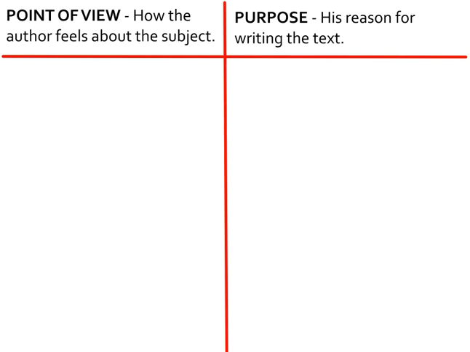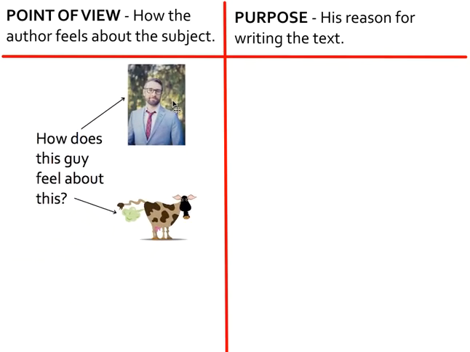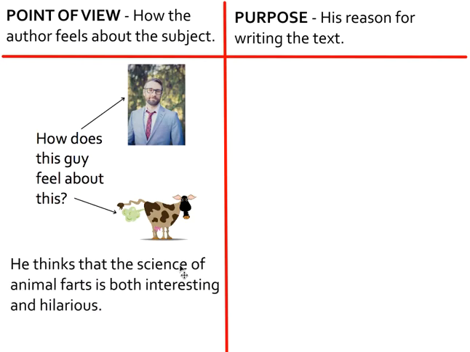Oftentimes when we are trying to identify the point of view of an informational text, we confuse it with the author's purpose. Point of view is how the author feels about the subject. Yesterday, the question we asked ourselves to identify the point of view in the article was, how does this guy feel about the science of animal farts? And we answered this question by saying that he thinks the science of animal farts is both interesting and hilarious. That's how he, as the writer, feels about the subject.